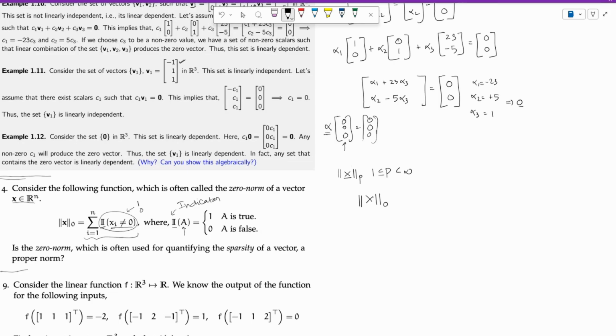Then x is 0, right? When x is 0, then this indicator function will give you 0, right? So that is okay. And you can also verify later that if you put any non-zero vector in, you will always get a non-zero value. So the second one is also satisfied. What is the last one? Or there are two more, I think.